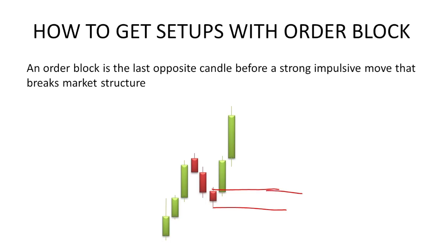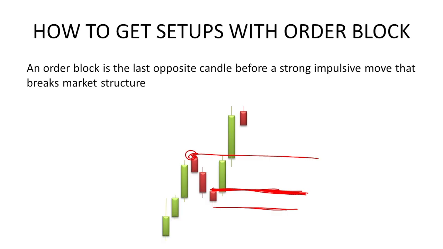So you can draw a line here and wait for price to come back to this level. From here you observe that there was a structure break around this level. So let's wait for price to come back to this order block. Now it is said that institutional traders set their orders at this level, this order block. That's why this order block is very important for setup.